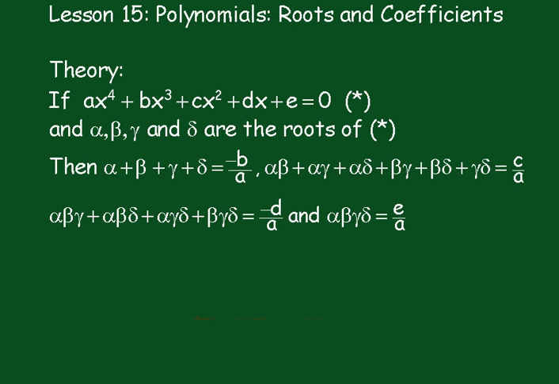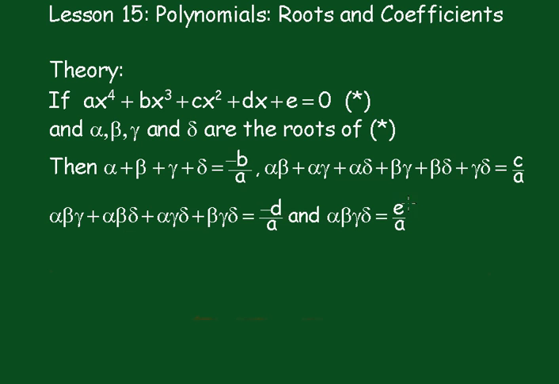Lesson 15, Polynomials, Roots and Coefficients. Now, this time we have to take the quartic, ax to the fourth plus bx cubed plus cx squared plus dx plus e equals 0, and given that the roots are alpha, beta, gamma, and delta, then the sum of the roots is minus b on a, the sum of the roots taken 2 at a time is c on a, the sum of the roots taken 3 at a time is minus d on a, and alpha beta gamma delta equals e on a.